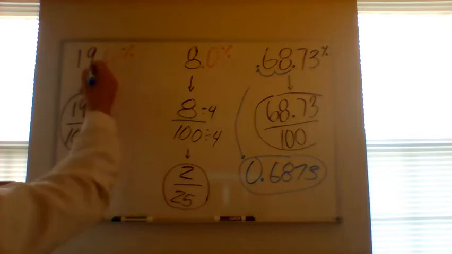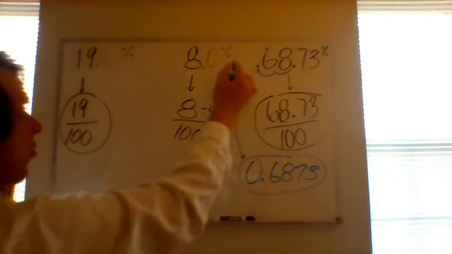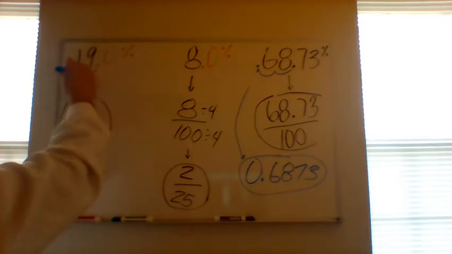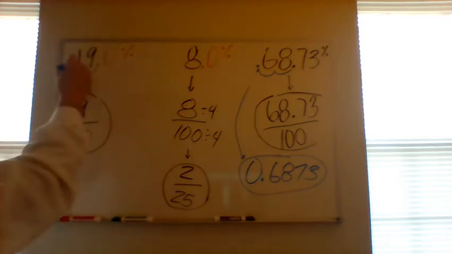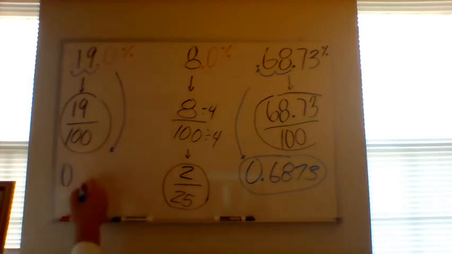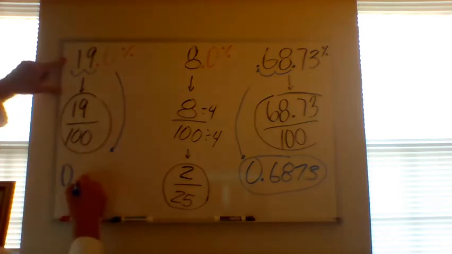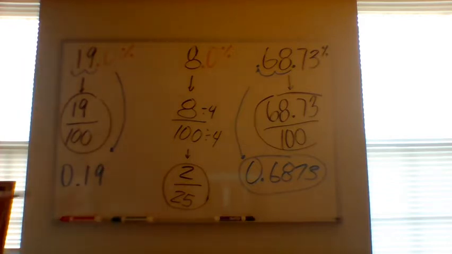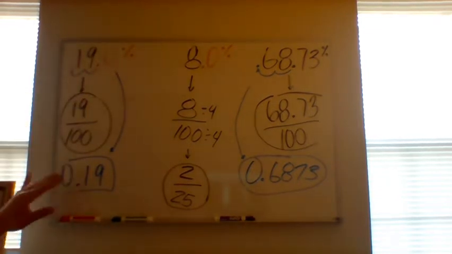Let's look at 19. We're going to do the same thing. We're going to move it twice to the left, so 1, 2, and it's going to go right here. So I'll write my new answer as 0.19, and that is 19% written as a decimal.